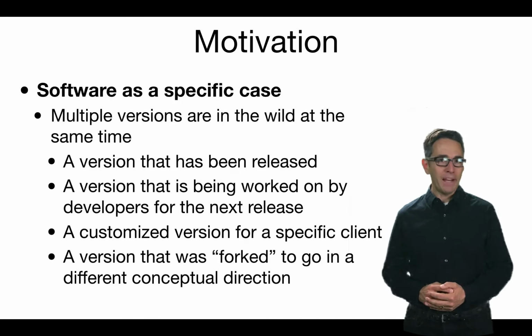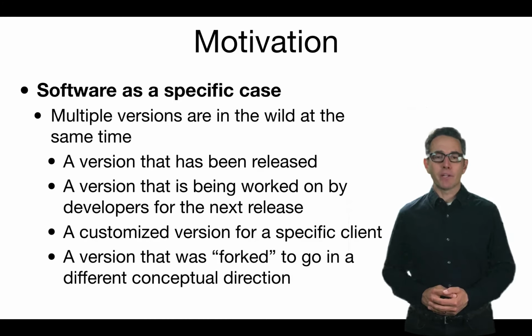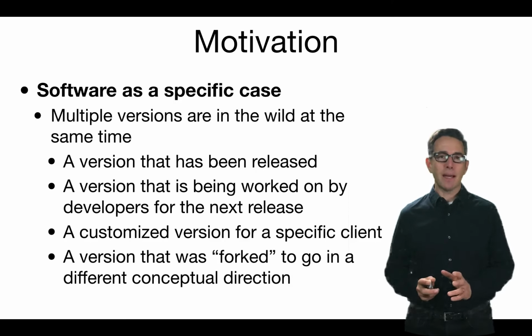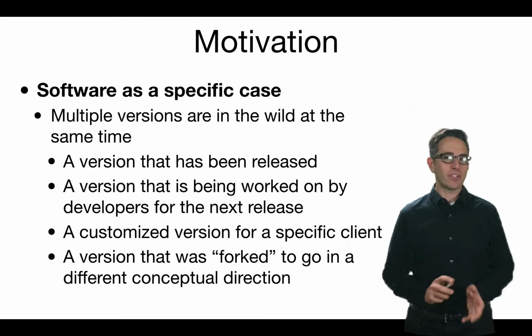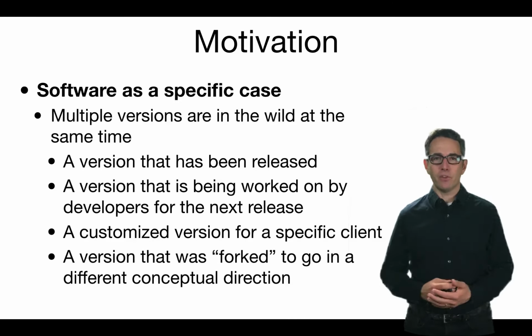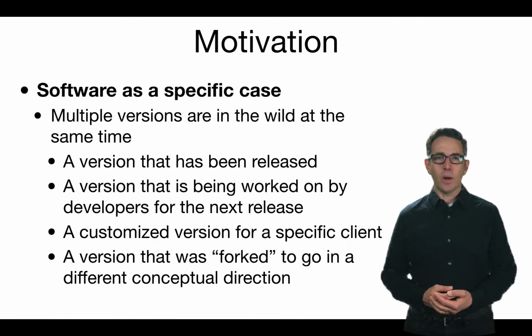You might have a customized version that is being run for a specific client, maybe one that's a white label software that has logos for the clients. The client's logos have replaced your logos on the application. Or maybe you have a version that's been forked, or you're trying out a completely different conceptual direction or a set of features that you're not sure you actually want in your release. And so now you have a separate copy of all of your files to view that. All of these are cases that software management systems can handle quite well, in particular for the case of software.